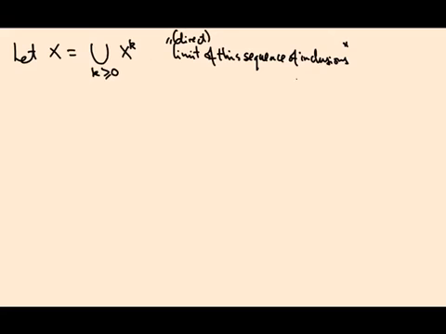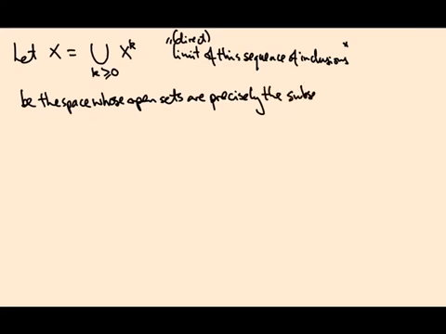And what that means is I take this as just a set, and then I equip it with a topology, and the open sets in this topology are precisely the subsets U such that U intersect X_k is open for all k. So this is just a technical thing.